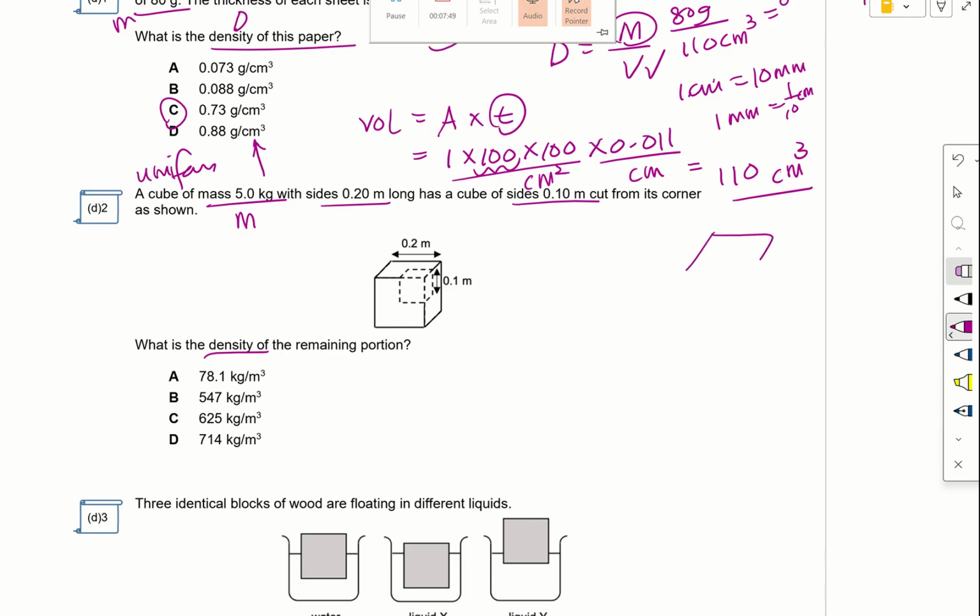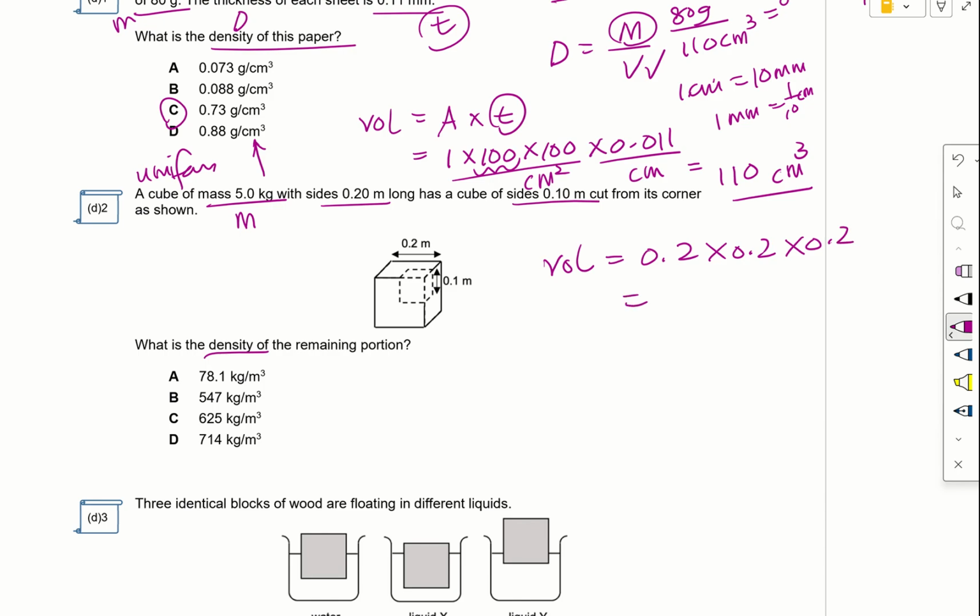Okay, so imagine I have this object. If I cut it into half, this part will have the same density as this part. So even though this cube has some part of it being cut off, the density should be the same. So I can actually calculate the volume of this cube. The volume is 0.2 times 0.2 times 0.2, because it is uniform. So I get 0.008 meter cube. I also take note that the units used is in meters.